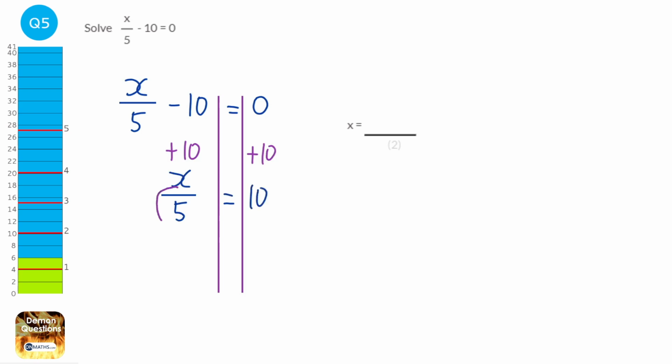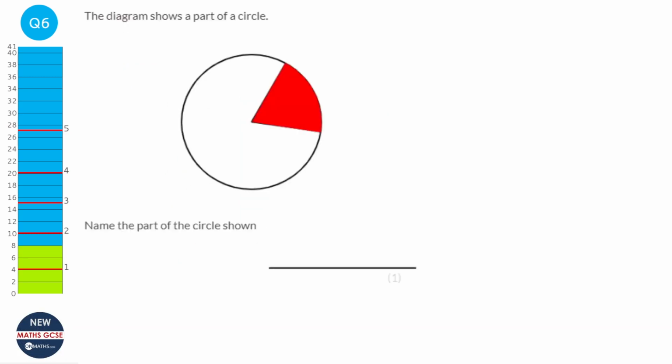So we want to get rid of this over 5, but what does over 5 mean? Well, it means divided by 5. So the opposite, the inverse of divided by 5 is times 5. So I'm going to do that to both sides. So we're left with x on the left hand side, 10 times 5 is 50. So x equals 50.